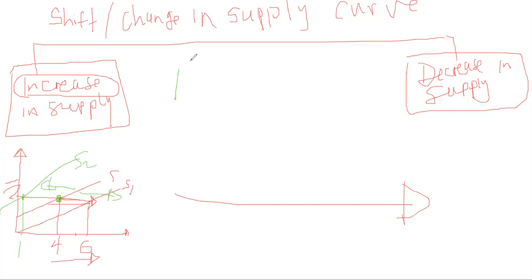So the question is, what are some of the factors that could cause a supply curve to shift? Bring your principles of economics. Changes in technology. Increase in technology. Maybe the suppliers have new technology.